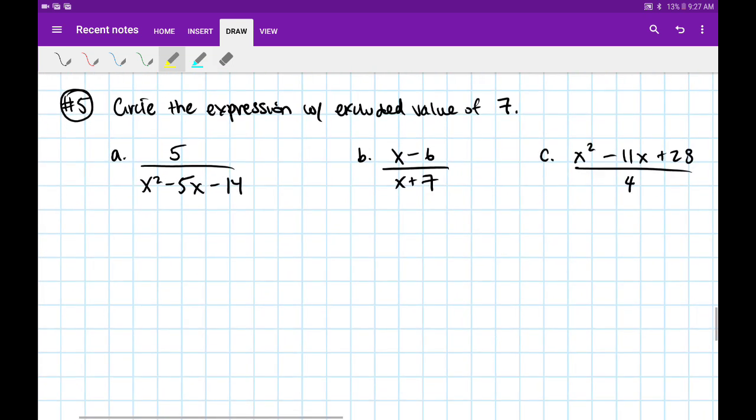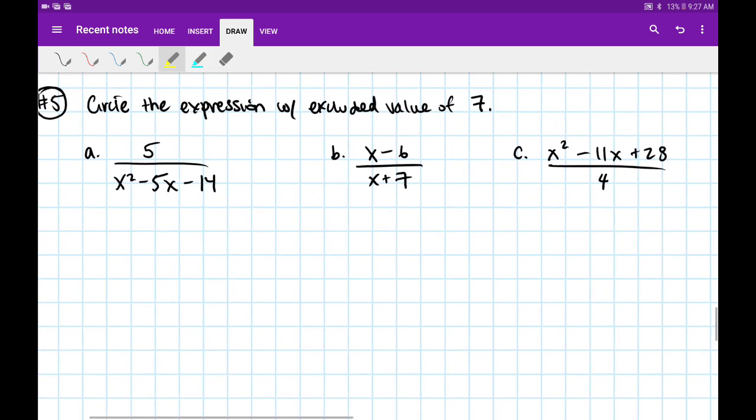Okay, let's go to the last problem, number 5. It says calculate the expression with an excluded value of 7. So if I have an excluded value of 7, that means if I were to plug in 7 into the denominator, I would get a 0 for my denominator. So here's what we can do. We can either plug in 7 everywhere, or we can actually find the excluded value for each. I'm going to go ahead and find the excluded value for each.